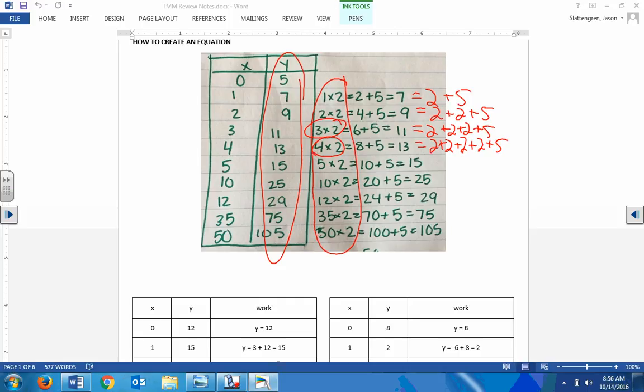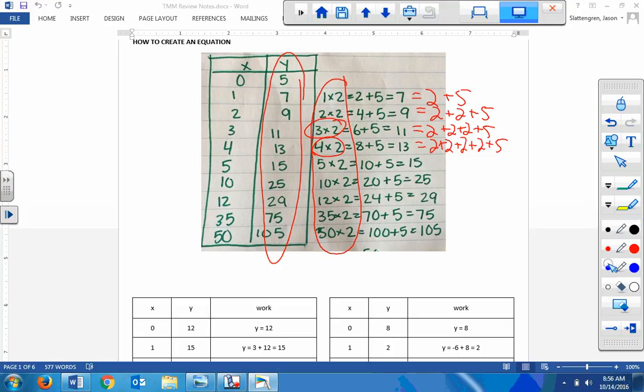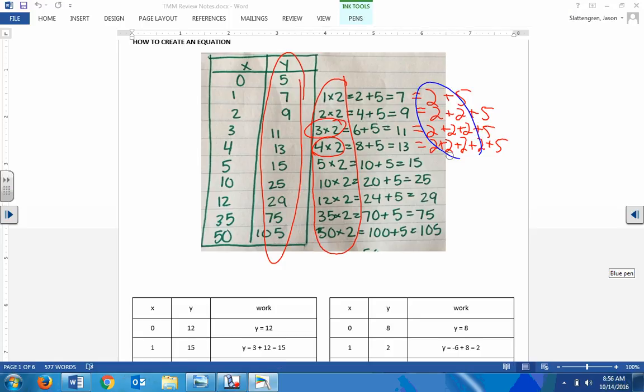But mathematicians are lazy, so we don't do it this way. We do not add more and more 2's. What we do is use what this person uses, multiplication. That's how we add more and more 2's. So we multiply by 2, and then we add 5. You can see that doesn't change. We always multiply by 2 and add 5.